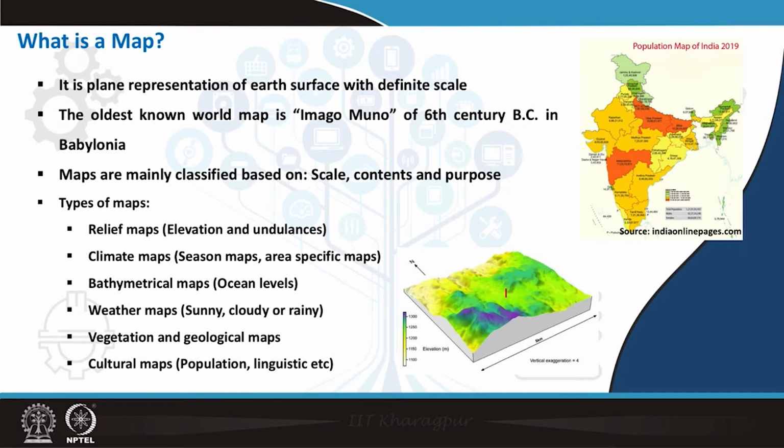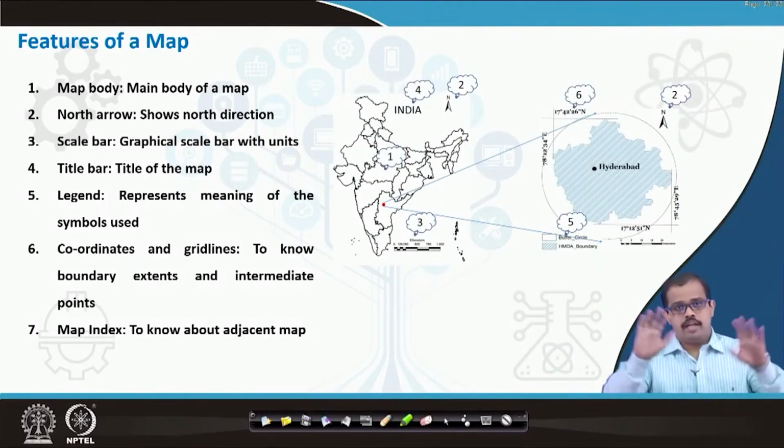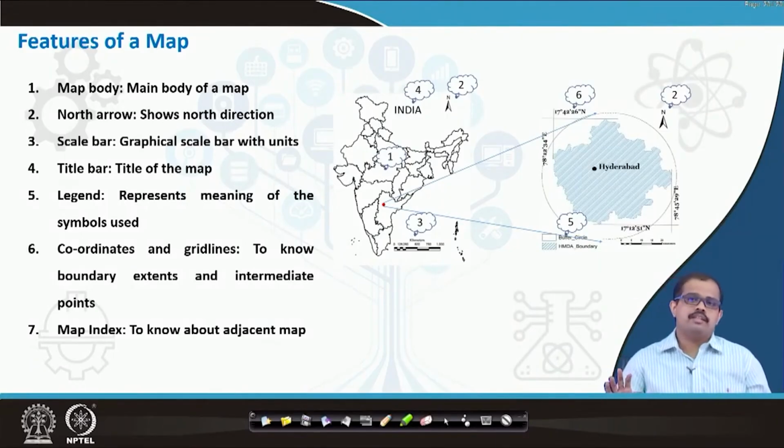I hope everyone understood what a map is. There are different types of maps and different ways of representing a map. You represent based on scale, based on contents, and based on purpose. When we look at a map, anyone can work on a map and anyone can represent a map, but there are certain features that you must always have in a map.